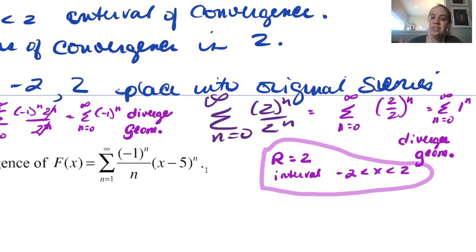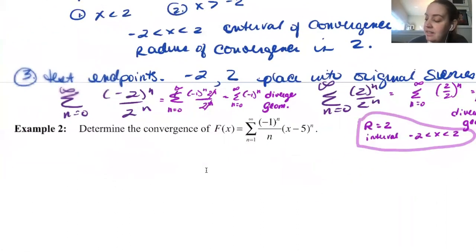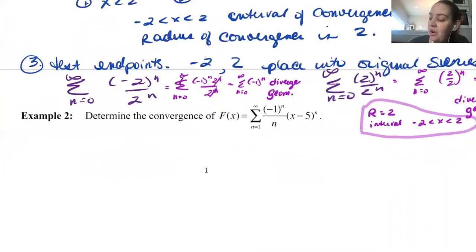Determine the convergence of the following series: negative 1 to the n over n, x minus 5 to the n. So first of all, this one is centered at 5. That's what that x minus 5 is. So let's jump right in with our ratio test.